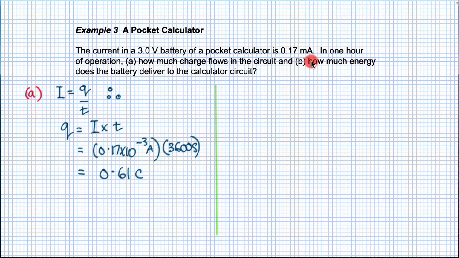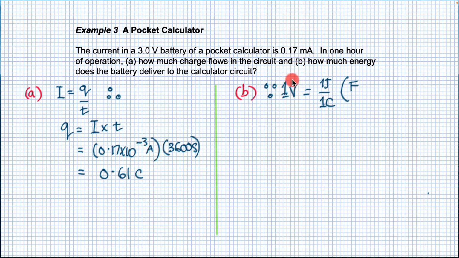So part B, how much energy does the battery deliver to this calculator circuit? So this time we know that if there's 0.61 coulombs of charge, each one of those charges carries a small amount of energy, and in 1 hour, what does all that energy add up to? So let's have a look how we'd solve that.